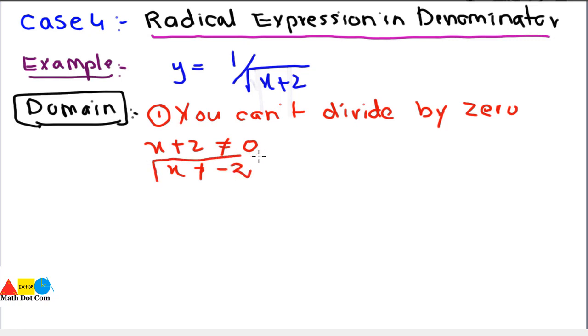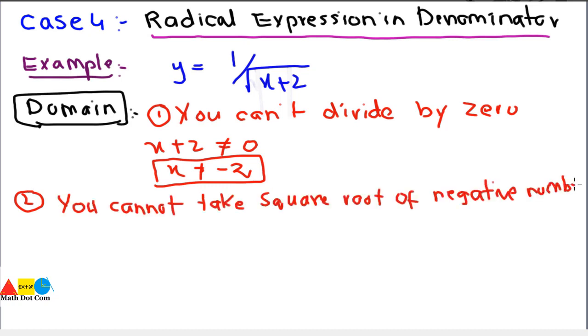So the value of x that should not be taken is minus 2, because at minus 2 we will get 0 in the denominator. Other than minus 2, we can take any value of x that can be used to define the given function. We have to check the second condition as well: you cannot take the square root of a negative number. So we have to check that as well.